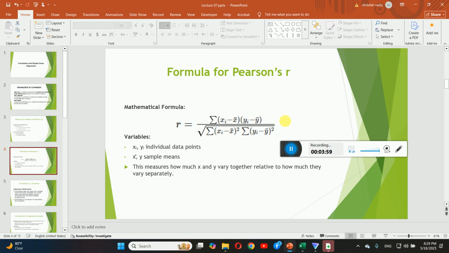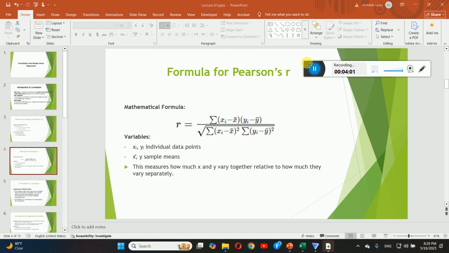Okay, dear students, we have a formula for the correlation. If you have a data set, you should find x minus x bar and y minus y bar and their product, take the summation of it, and then divide it by the denominator, where you take the square root of the summation of x minus x bar raised to power 2 and the summation of y minus y bar raised to power 2.